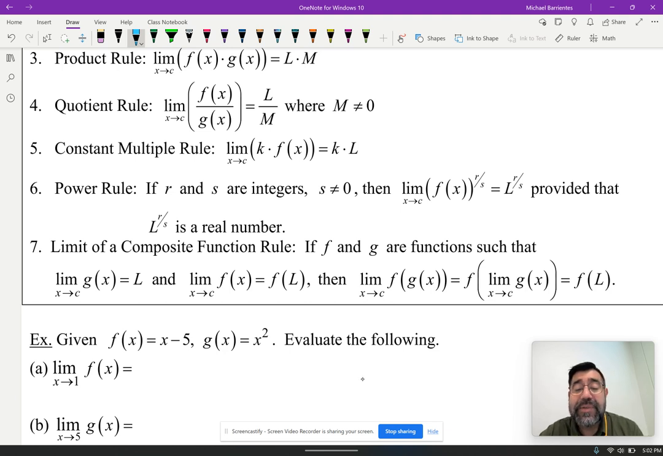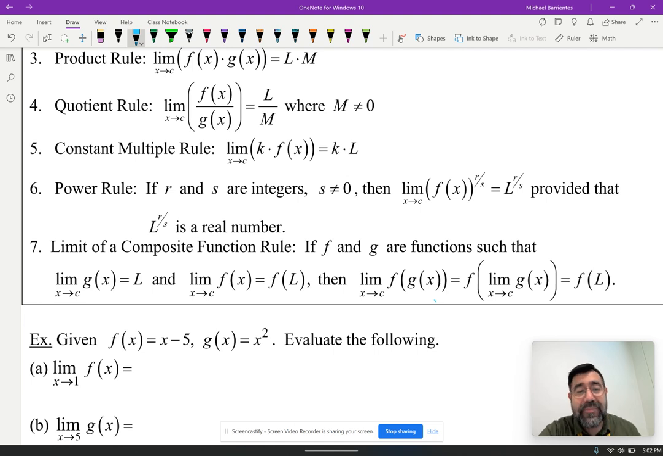Then if I'm taking the composition, I take the limit of the inside, get an answer, and then plug that answer into the outside function, and we'll get our final limit value. So the limit of the composition will equal f of capital L, as long as I know that capital L exists as the limit of the inside function and that f is continuous at that point.